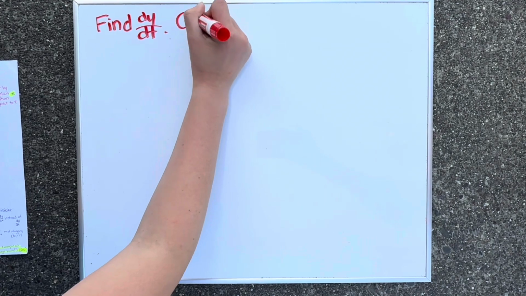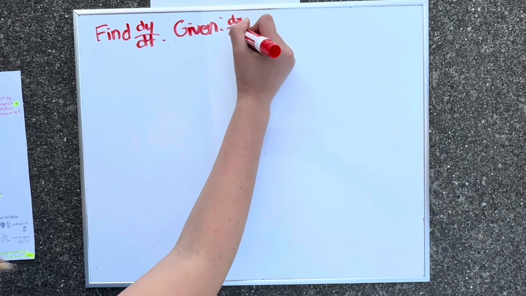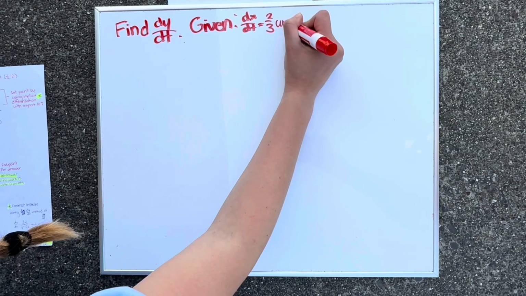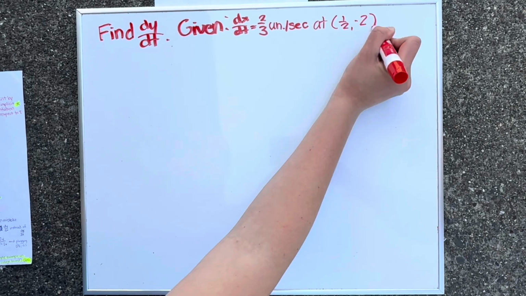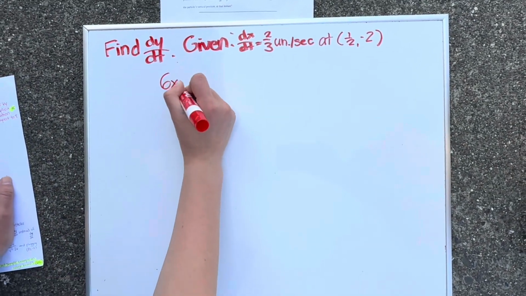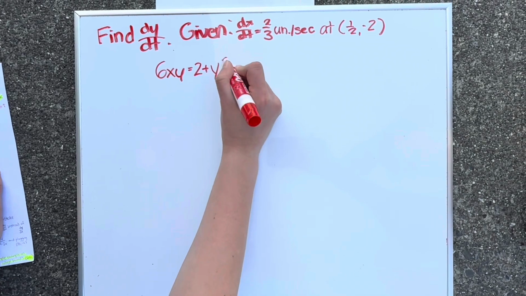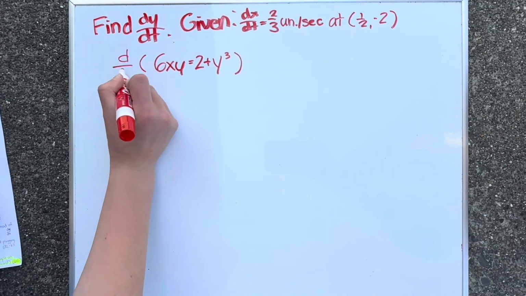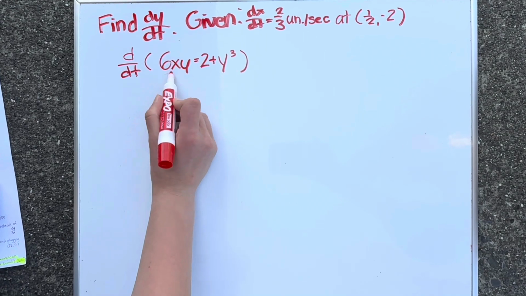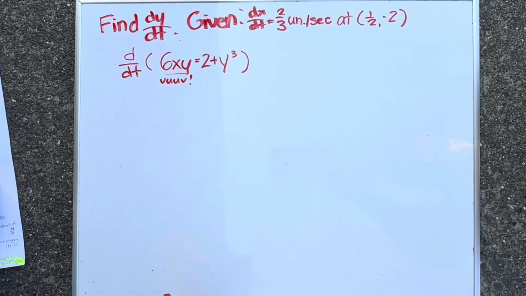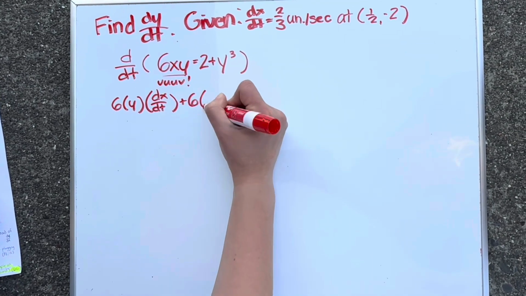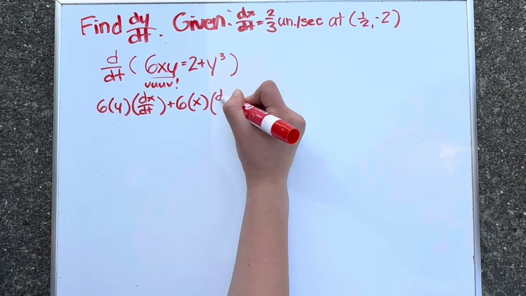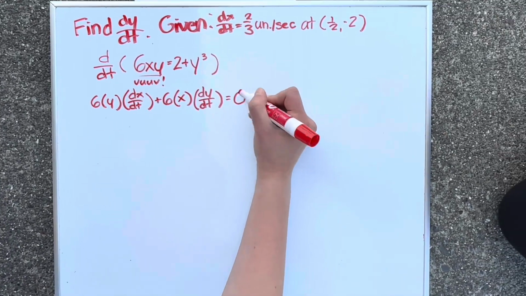This problem is asking us to find dy/dt. In it, we are given dx/dt equals 2/3 unit per second at the point 1/2, -2. To start, we take the equation of the curve, 6xy equals 2 plus y cubed, and we take the implicit differentiation of that, so d/dt. You have to use the product rule on the 6xy because of the x and y multiplied together, and it comes out like this, equaling 0 because of the 2, plus 3y squared, and don't forget the dy/dt.